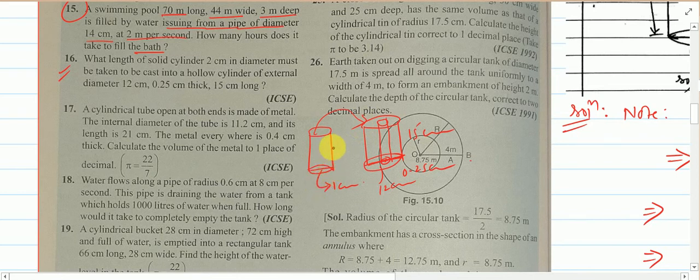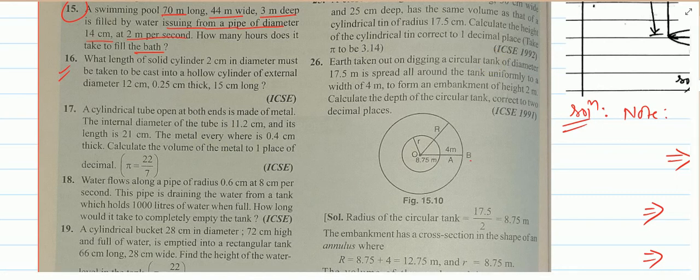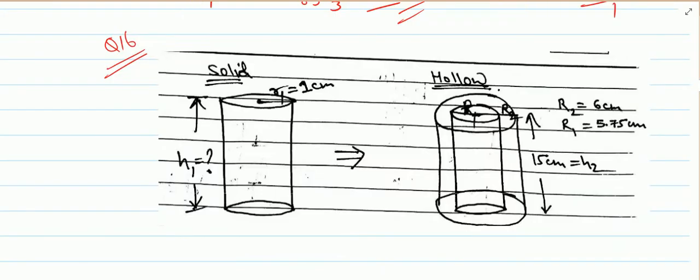Okay, so for the solid cylinder they have given you the diameter. The question is, what should be the length of that solid cylinder which should be used to transform to the hollow cylinder. I think I should draw the figure once, then things will be more clear to you. So let us see the figure first. Okay, so this is the figure.